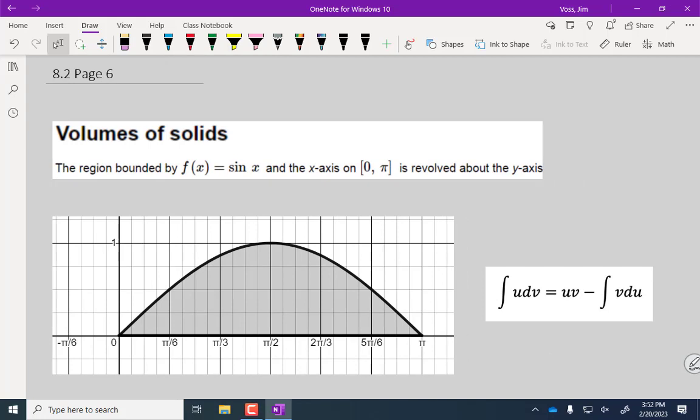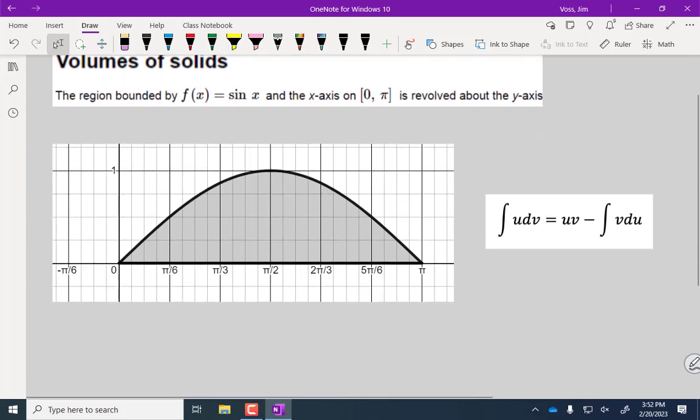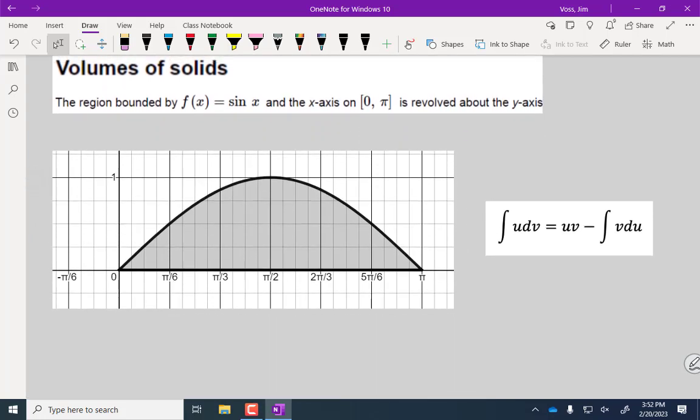All right, let's do solid revolution. We've got one lobe of sine. Let's not talk about bumps. And then we have a rotation around the y-axis.